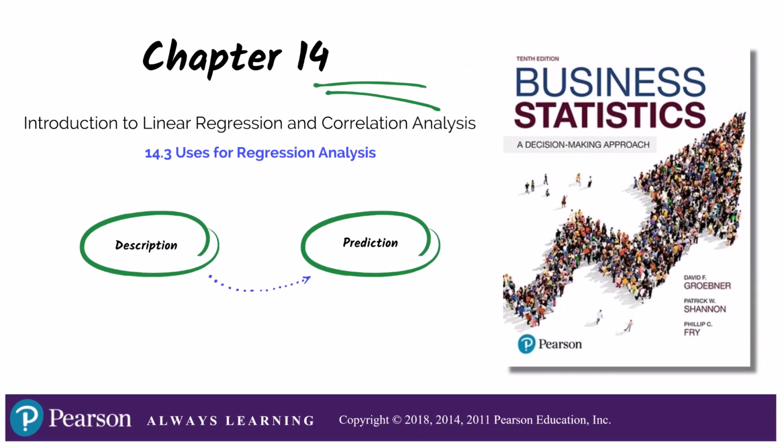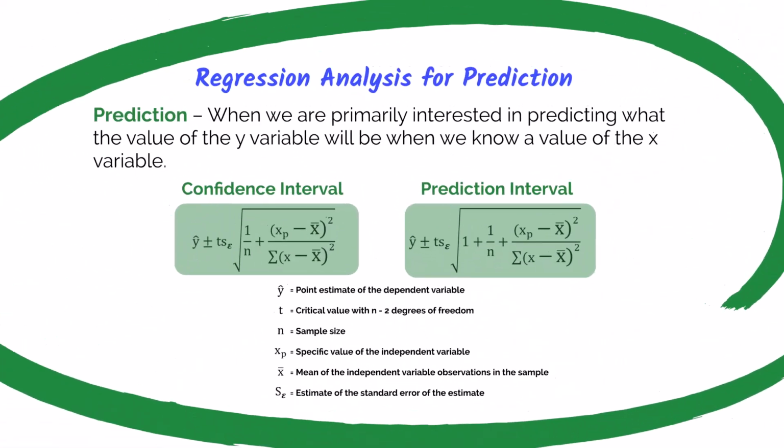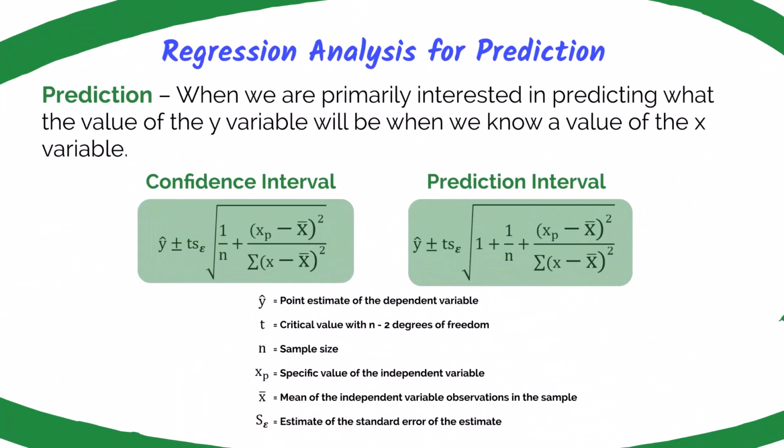Let's now talk about another use of regression, which is prediction. Prediction is when we are primarily interested in predicting what value the dependent variable, or y, will be when we know a value for the independent x variable. On this page, we have the confidence interval formula, and this helps us predict the average value in the form of an interval estimate. With the prediction interval, this helps us predict a specific instance or an individual value.